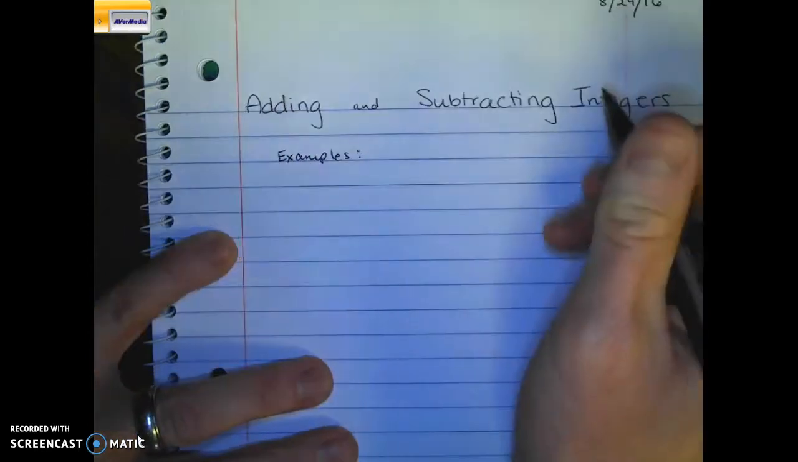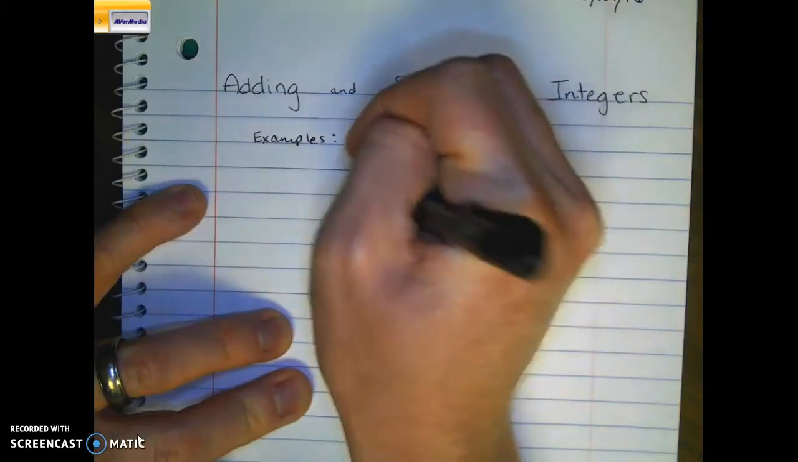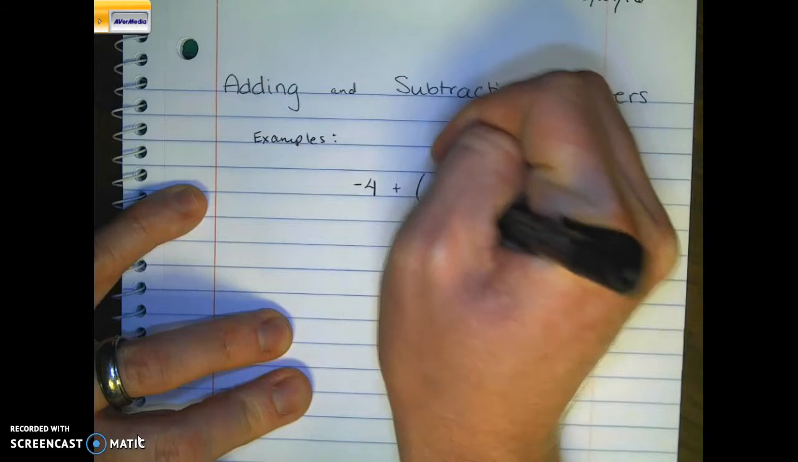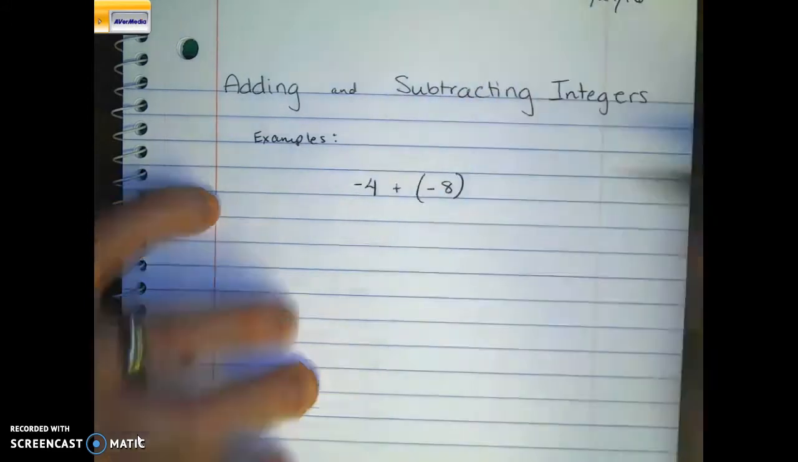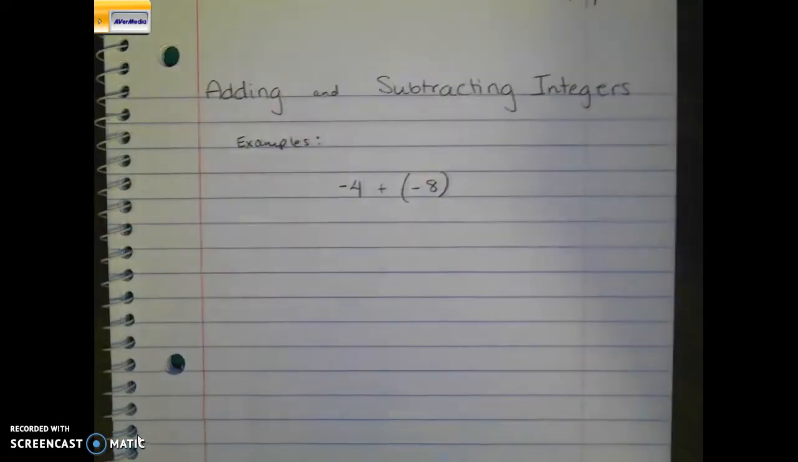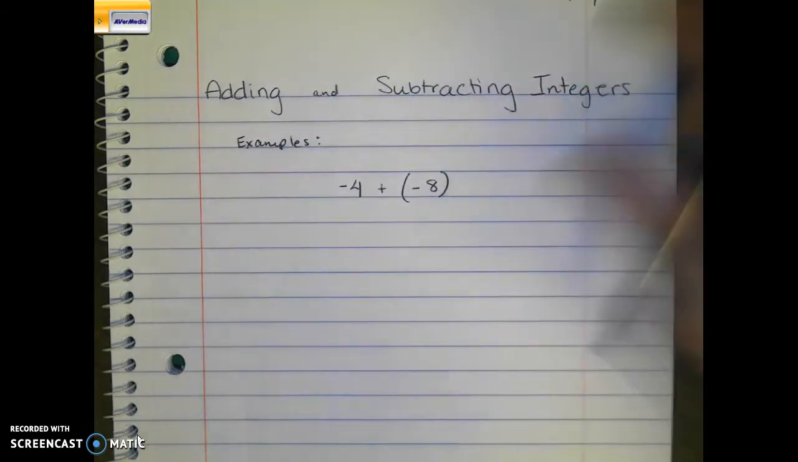So number one, what if I give you -4 plus -8? Multiple ways you can think about this. Okay? Multiple ways you can think about this. First of all, I need to point this out. Do not write this down.